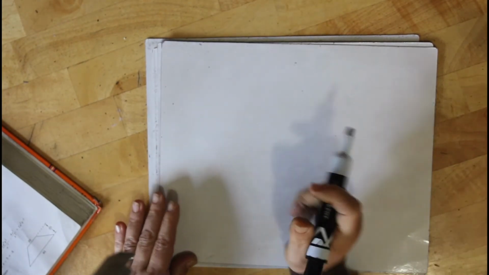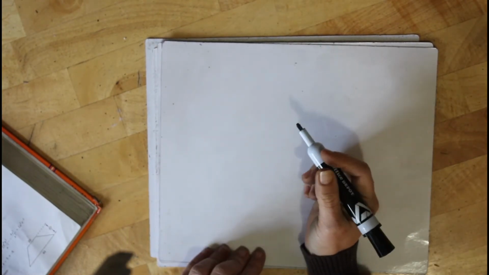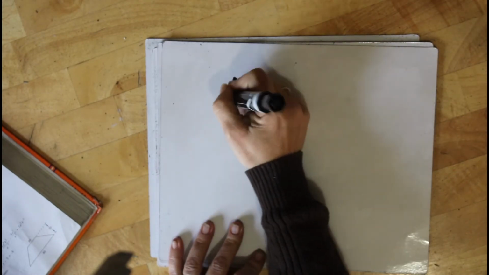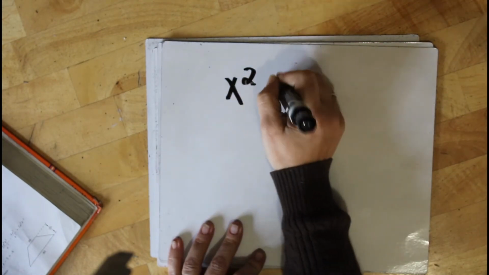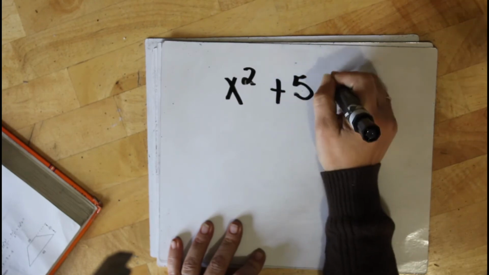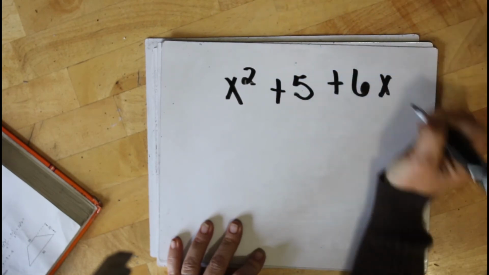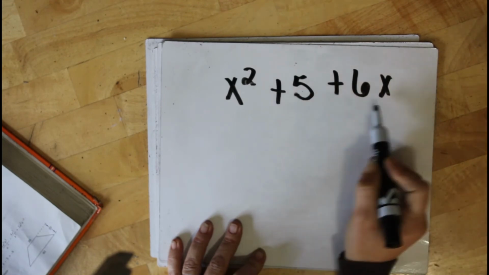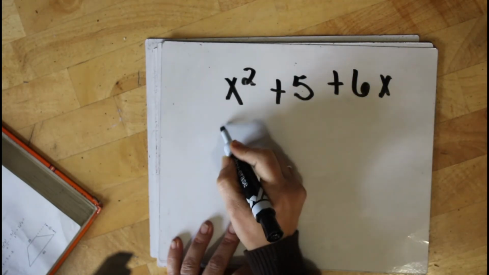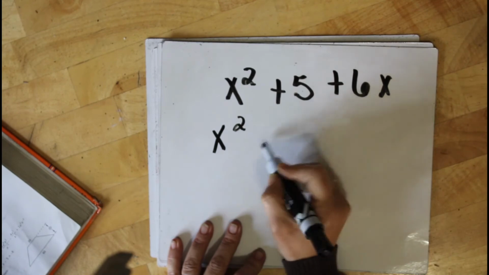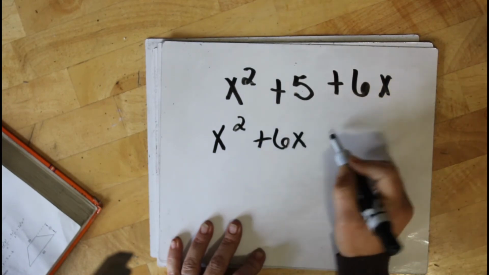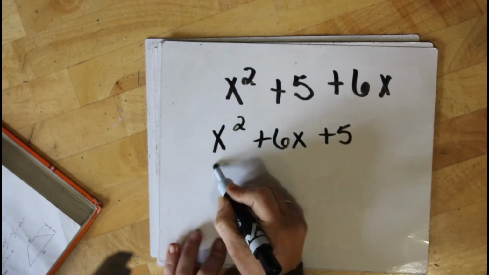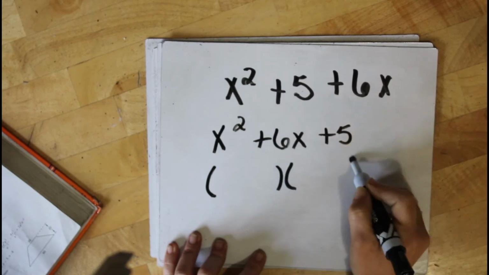All right, next example problem is x squared plus 5 plus 6x. All right, this one they're trying to trick us up again because these are not in the right order. So first we're going to write them in the correct order. X squared plus 6x plus 5. Then we're going to put our parentheses.